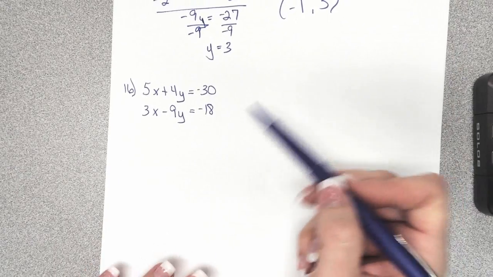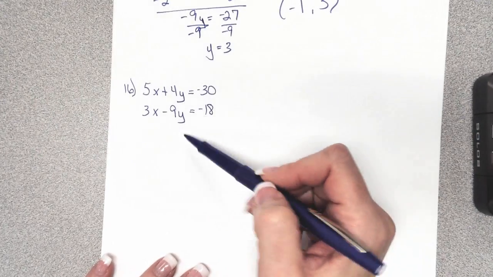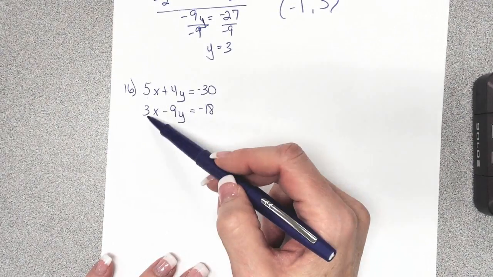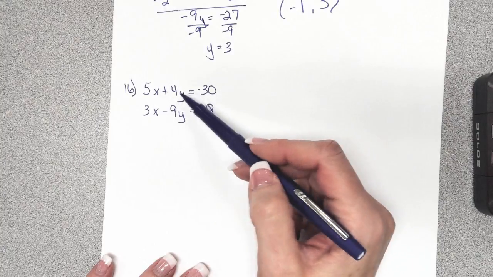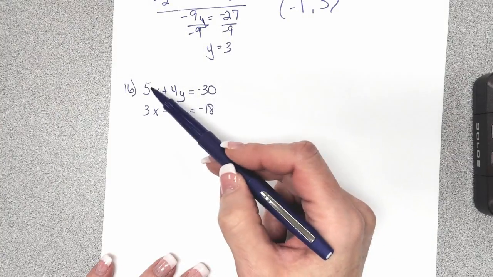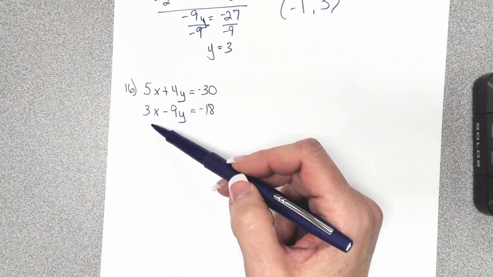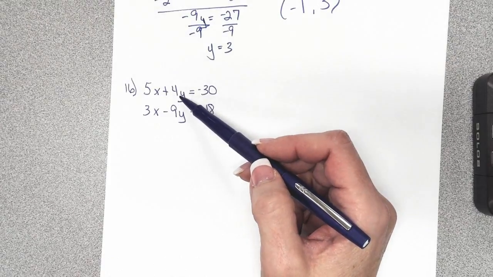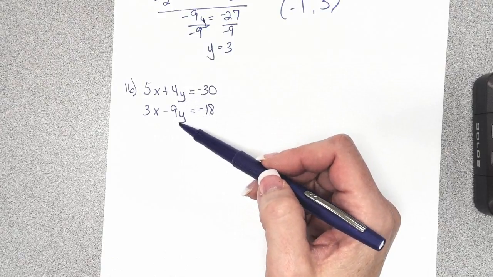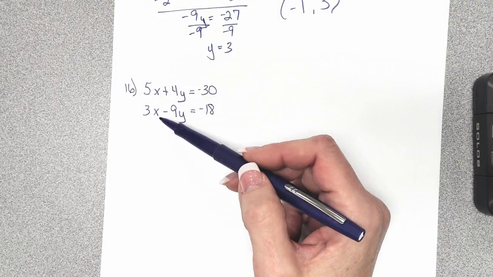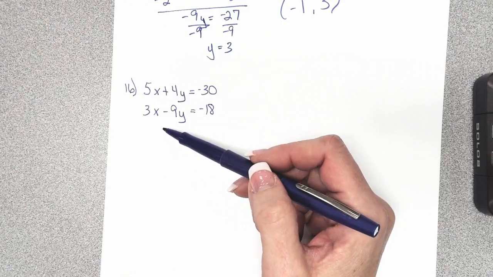Okay. All right, let's look at 16. The variables don't cancel out. 5 doesn't go into 3, 3 doesn't go into 5, same for the y's. So let's work on either making this into 15s, or we could make this into 36s. I'm probably going to go with the 15s just to keep smaller numbers, okay?